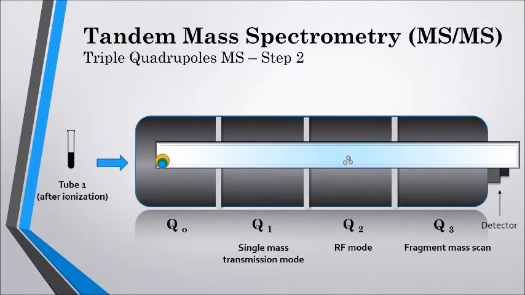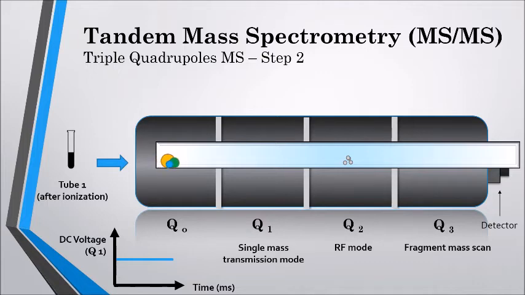This is done by adjusting the settings of Q1 to single mass transmission mode and setting the DC voltage to a specific value that only allows the peptide to pass through and not the rest. In this case, the blue peptide passes through and reaches Q2.